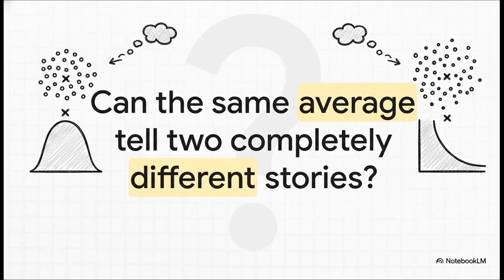So let me just ask you this right off the bat. Can two groups of numbers have the exact same average, but tell you completely different things? The answer is absolutely. And figuring out why is what this is all about.